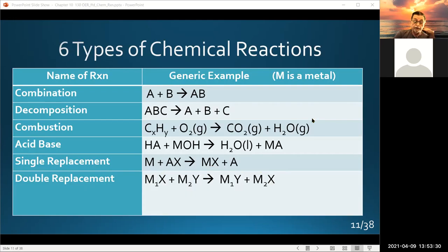Okay, so those are the six reactions: combination, decomposition, combustion, acid-base reaction, single replacement reaction, and double replacement. I didn't mention the single replacement reaction much. Normally, single replacement takes a little bit of trial and error. The reactions are very simple, and you can do simple numbers. Double displacement, like I just explained in that example, follow the polyatomic ions, because X and Y most of the time would be polyatomic ions.